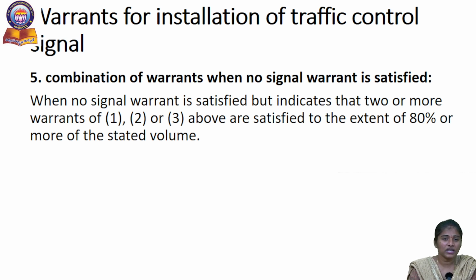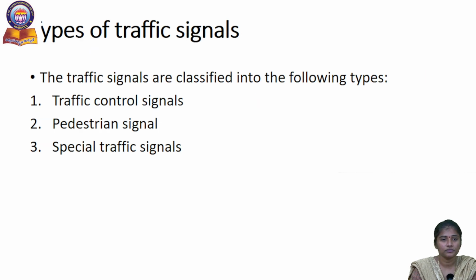When no single warrant is satisfied, but 2 or more of warrants 1 and 2 or 3 above are satisfied to the extent of 80% or more, then also we provide traffic signals. What are the different types of traffic signals?